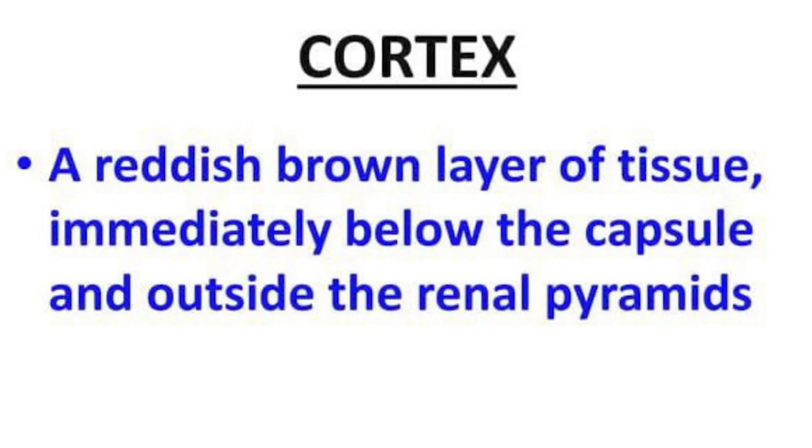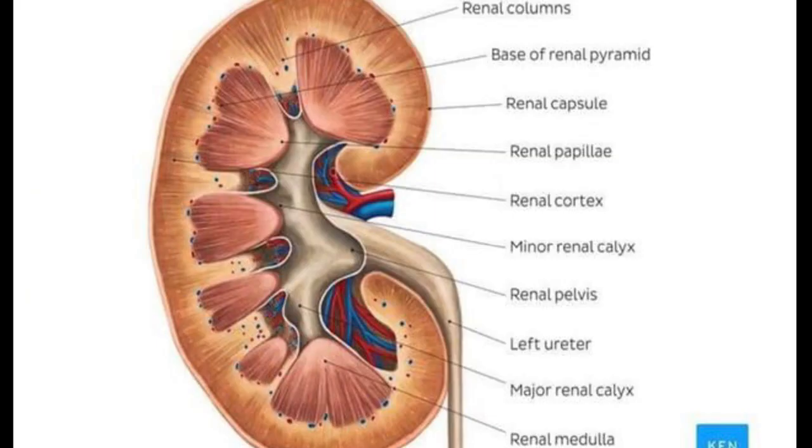The next part is the cortex. The cortex is the reddish brown layer of tissue. It is located outside of the renal pyramids. This is the inner part of the renal cortex. The reddish part is called the renal cortex. It is connected with the aorta and finally ends with the ureter.